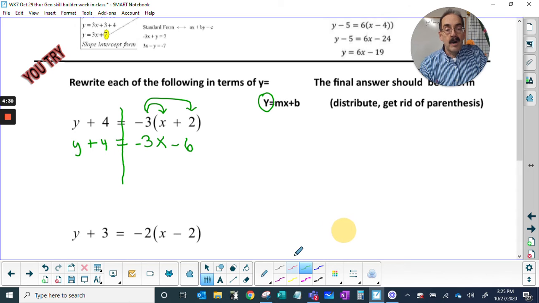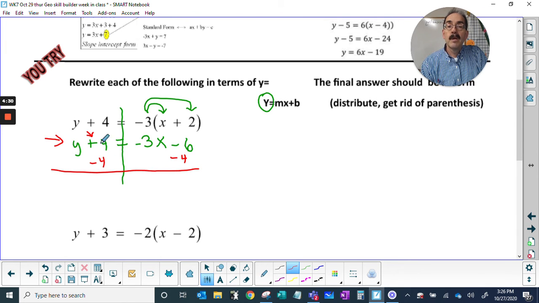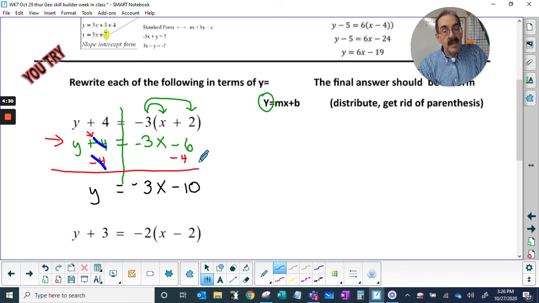Now we've got to isolate the y. We want y by itself. We want to move a positive. What's the opposite of a positive? A negative. Line them up, like terms with like terms. Okay. 4 minus 4 goes away, leaving us with the y, leaving us with an equals, leaving us with a negative 3x, leaving us with negative 10. If negative numbers bother you, go to your calculator.